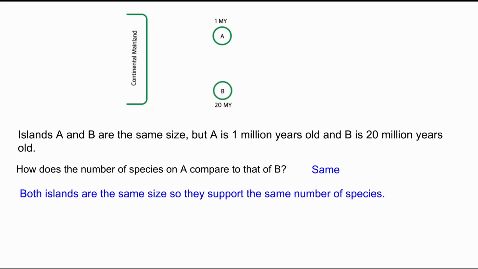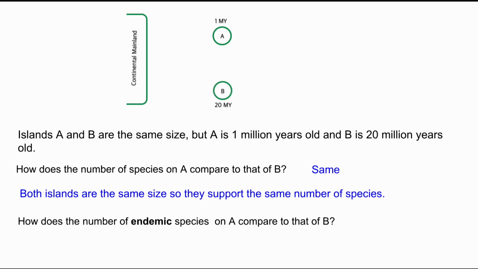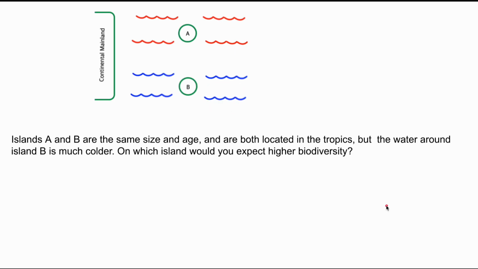All right. Now, what about the number of endemic species? Well, remember, evolution takes time, and this one's 20 million years old. So since this one has 19 million more years of evolution occurring, I would expect to have a considerably higher number of endemic species here than I would on this one here. Okay, let's try this one.